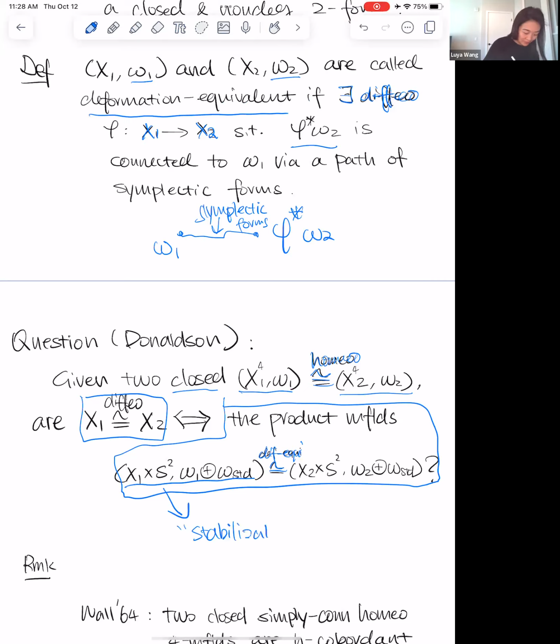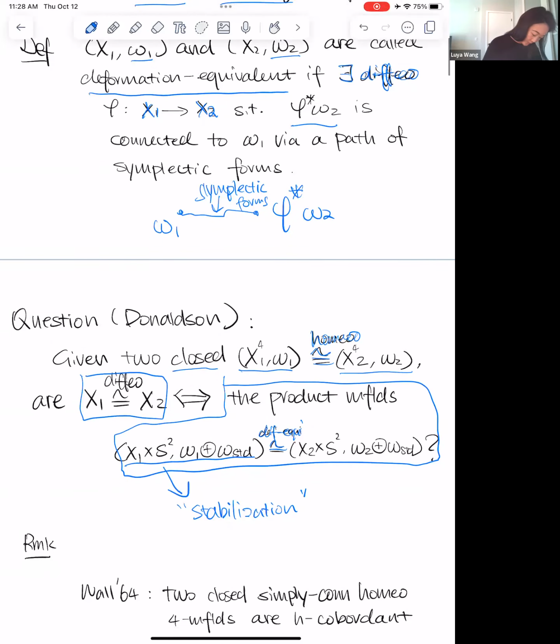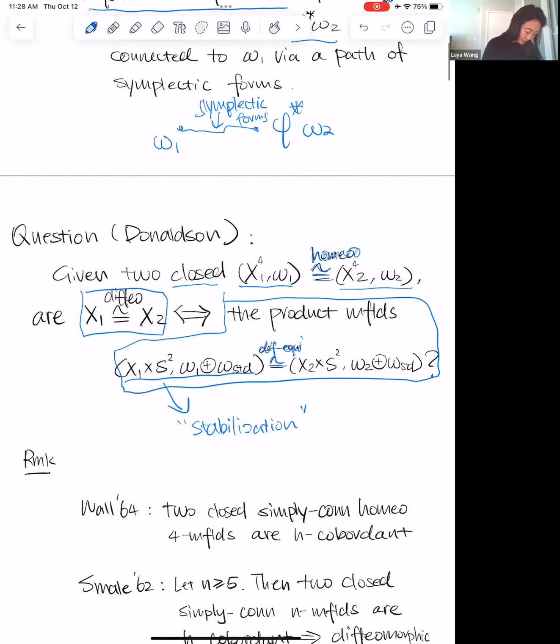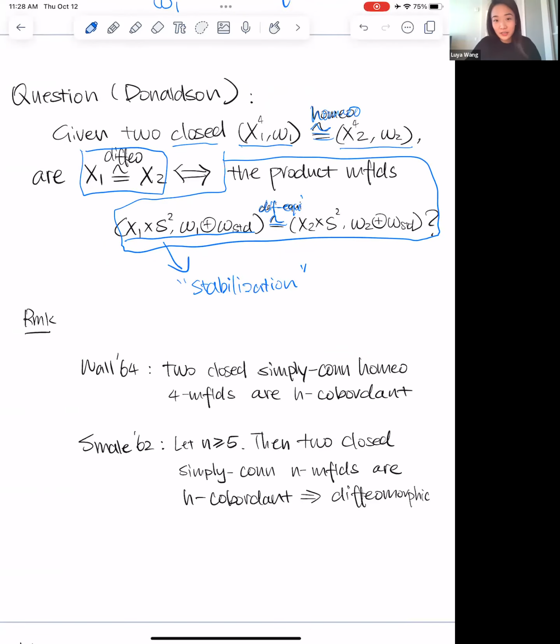I think people also called it stabilization before. You can think of it as the corresponding operation we do to symplectic manifolds, as opposed to the stabilizations in the smooth category. Okay. So some remarks about this question. Feel free to interrupt me if you have questions.